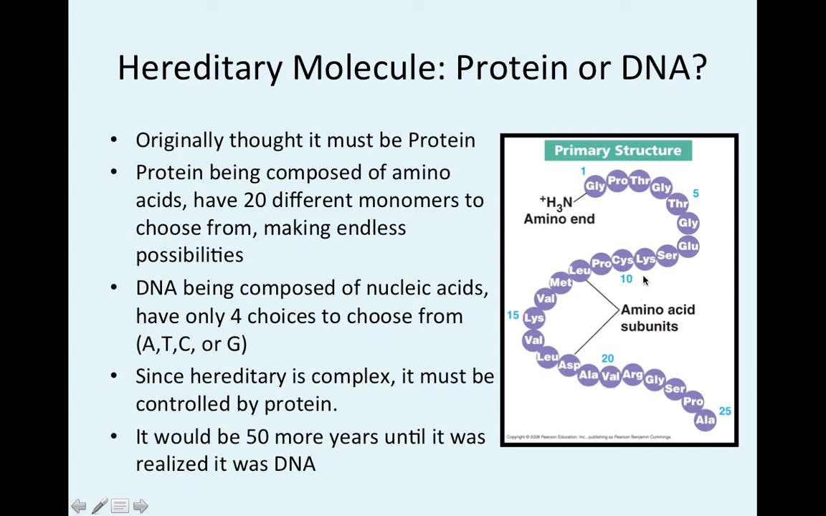We said, well, when I'm talking about protein, I have 20 different amino acids I can grab from, okay, in order to produce a protein. But if I want to create something using DNA, I only have 4 bases, A, T, G, and C. So because heredity is so complex, it must be made by protein, because protein's got more options to be able to make more complex things. So they originally thought it's got to be protein. And for a long period of time, they thought protein was the hereditary material. It took a long time for them to originally figure out it's DNA. And this is how they figured it out.